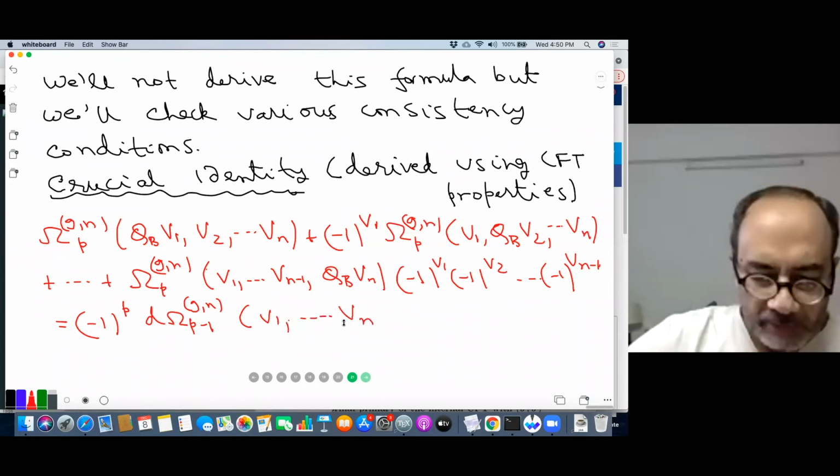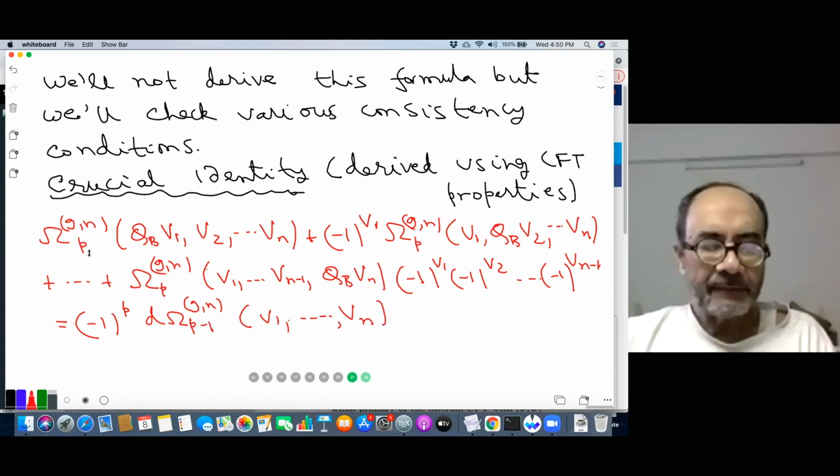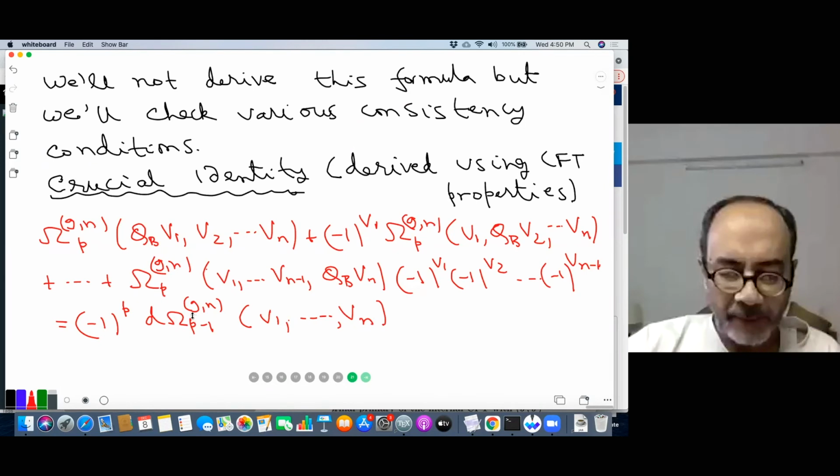Now at least you see the utility of using arbitrary P, because if you had only defined omega for 6g minus 6 plus 2n, then this relation will not make sense. So that's why it's useful to at least introduce omega for arbitrary P, even though eventually we are interested in integrating over a 6g minus 6 plus 2n dimensional subspace.